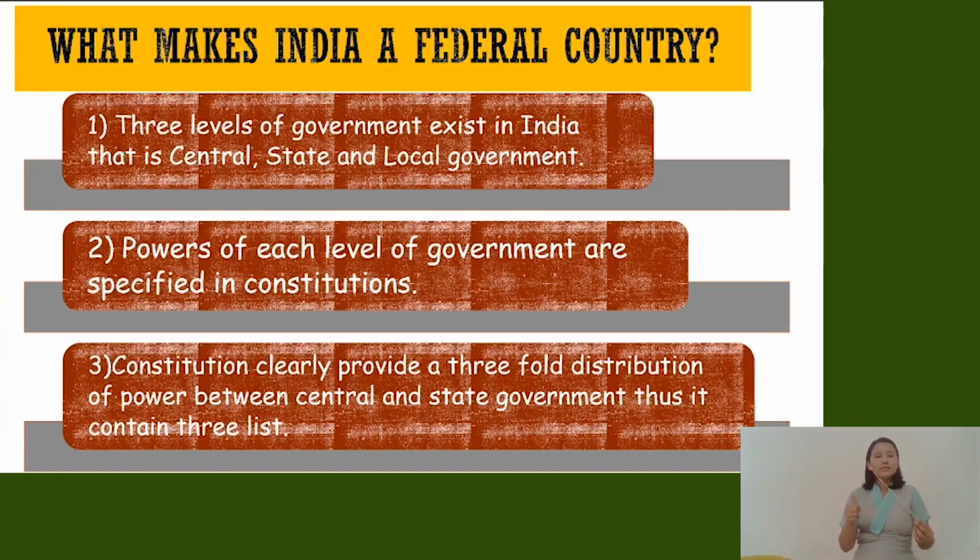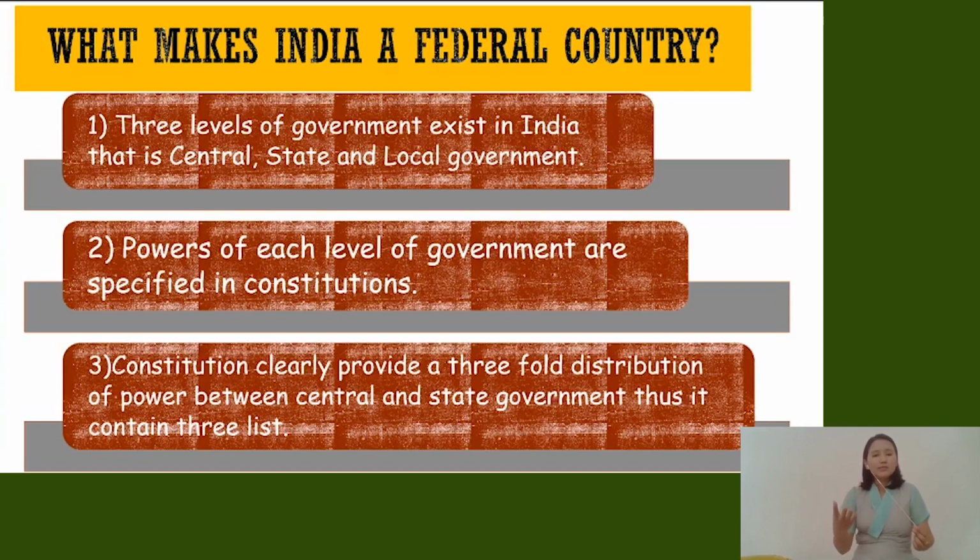Number one is India has three levels of government, that is central government, state government and local government. Central government looks after the entire country, whereas state government looks after one particular state and local government looks after the villages and the city area. Before, we only had central government and state government. Later, the local government was introduced to make the overall administration more effective.